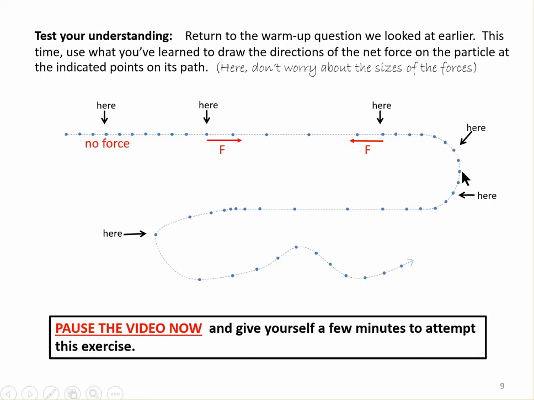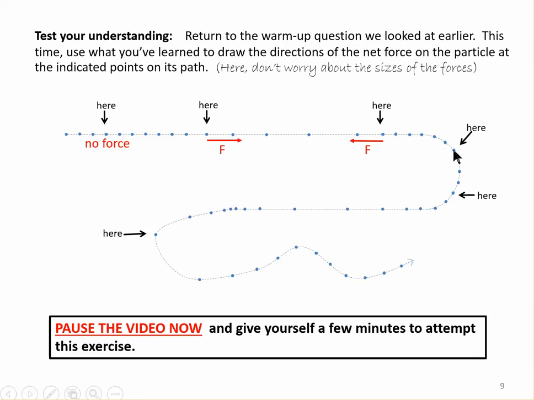Now let's look in this region here. You see that the particle is going along a curved path. So there's definitely a force on it. But notice that that force must be perpendicular to the motion because these dots are equally spaced. That means the particle's speed isn't changing as it goes along here. So the particle is traveling at constant speed along this curve.